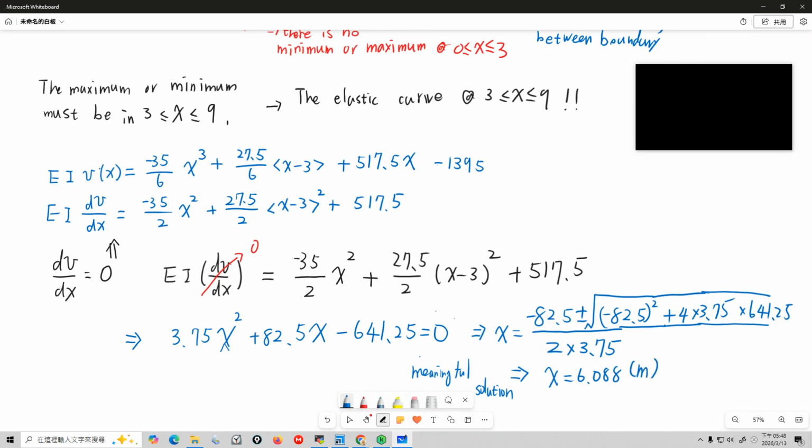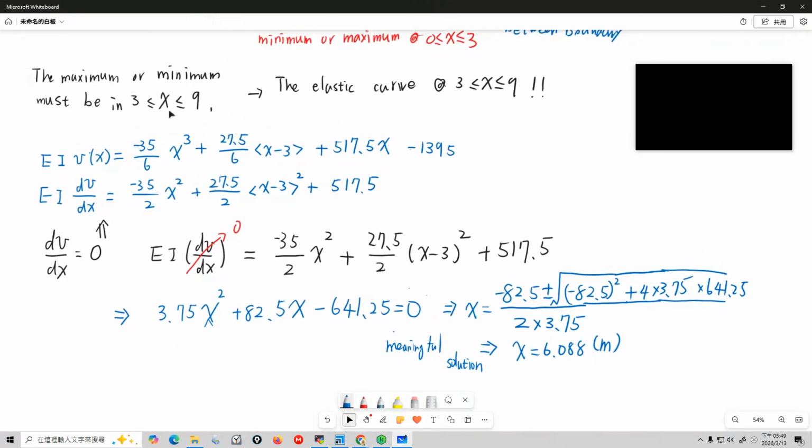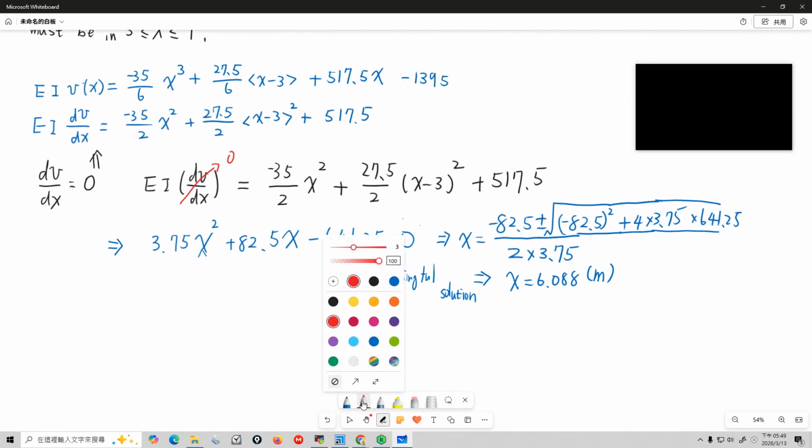The unit is inches. That means for the elastic curve between x equal to 3 and 9, at x equal to 6.088 there will be a minimum or maximum. So let's put x equal to 6.088 back into the elastic curve function. So what will we get? Let me change this color.